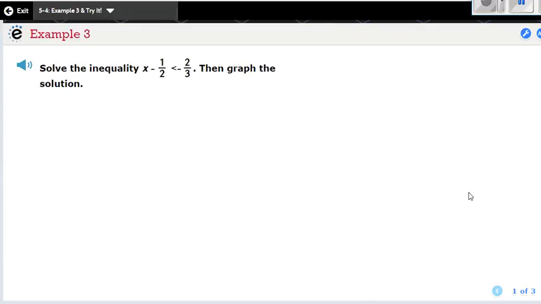All right, hopefully you solved example number 2. Let's get on to example number 3 then. It says solve the inequality, then graph the solution. So x minus 1/2 is less than negative 2/3.